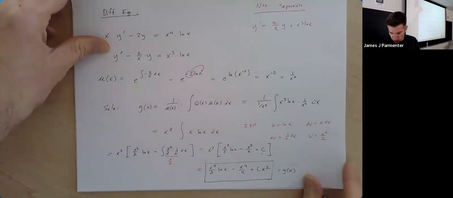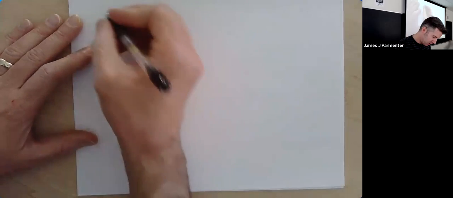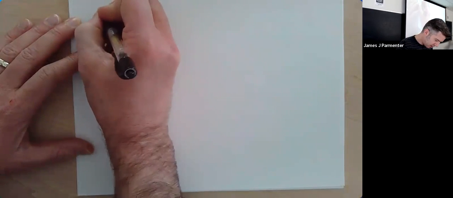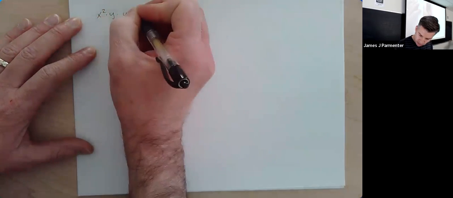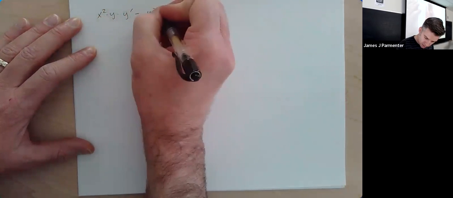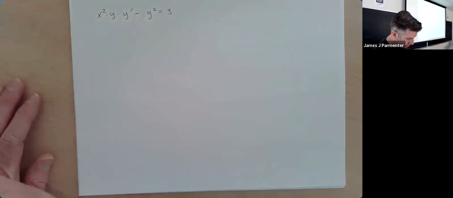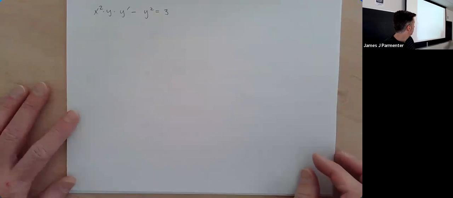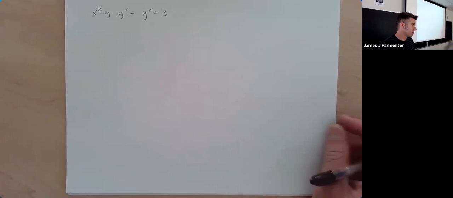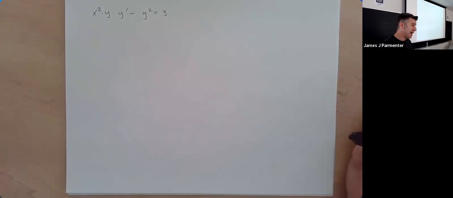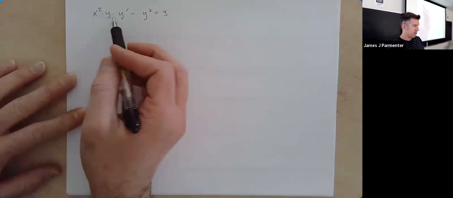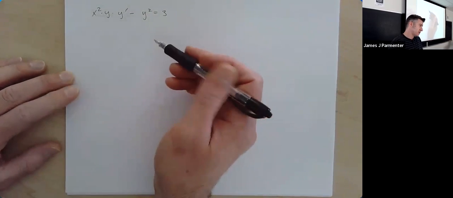Let's look at the other side of differential equations, meaning separable. So let's look at this one: x squared times y prime minus y squared equal to 3. I would first observe this cannot be first order linear. It is first order, it's not linear. And what's making it not linear? The y squared. I mean, technically you could divide everything by y, but then you have division by y somewhere, which would also make it not linear.